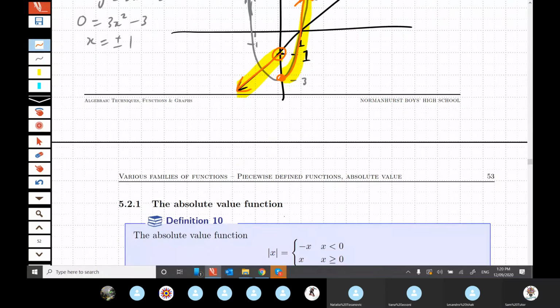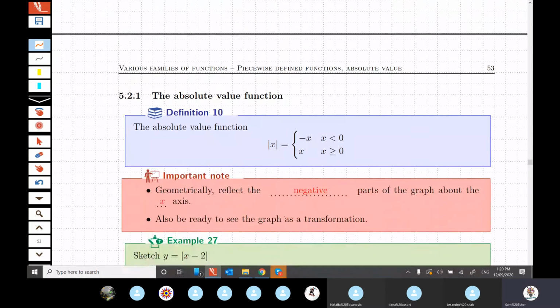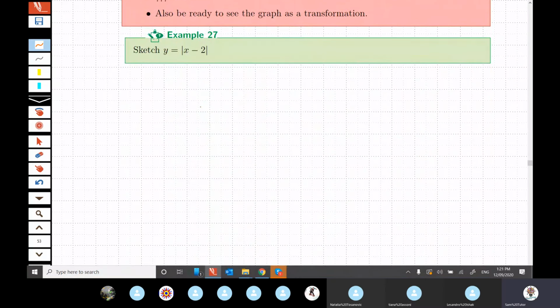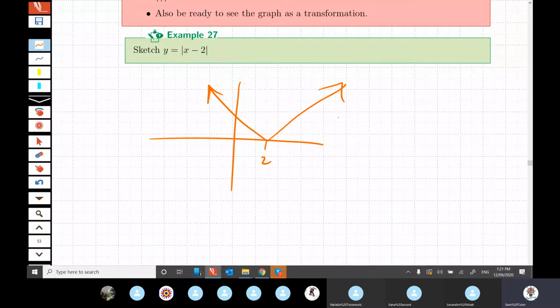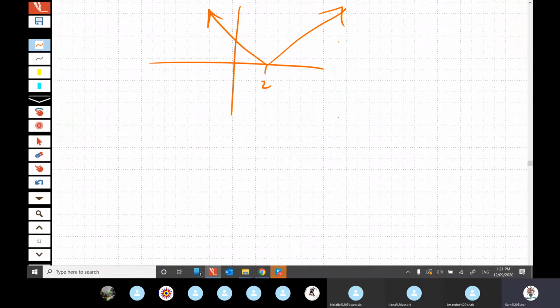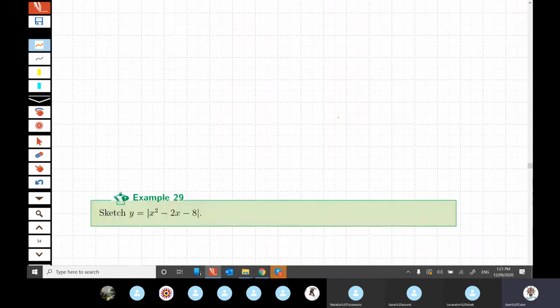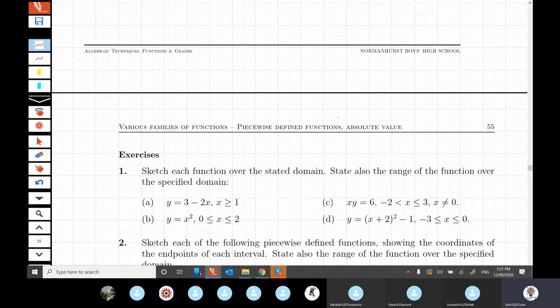Okay. Move on. Absolute values. Then you would have learned these, which are just V in shape. x, move it to the right 2 units. Something like that. Any questions there? No, move on.